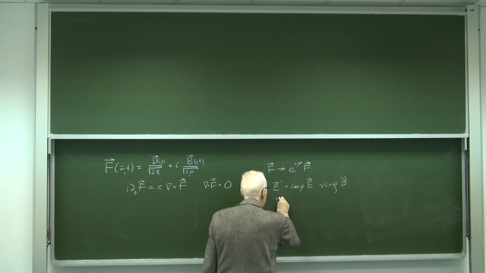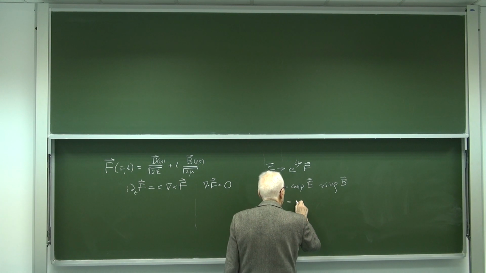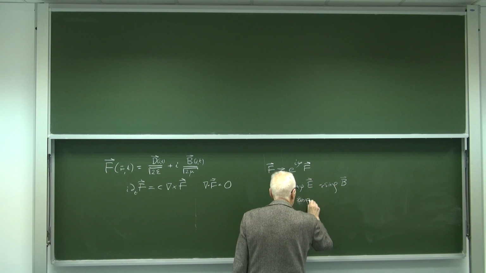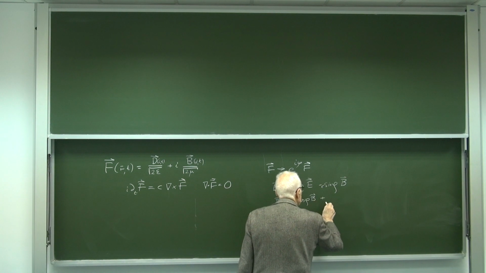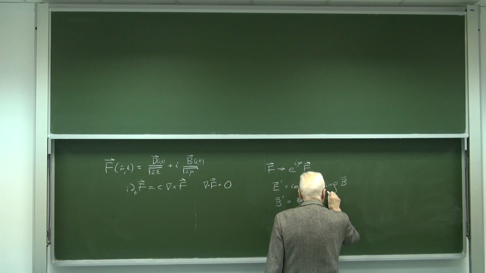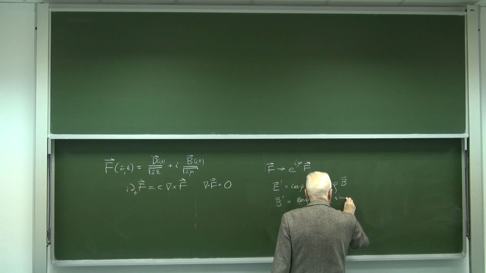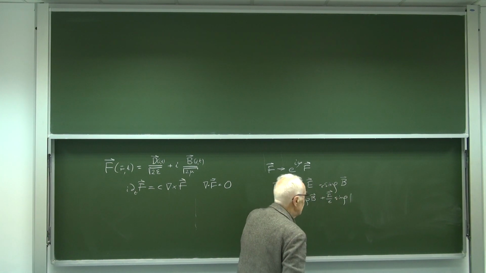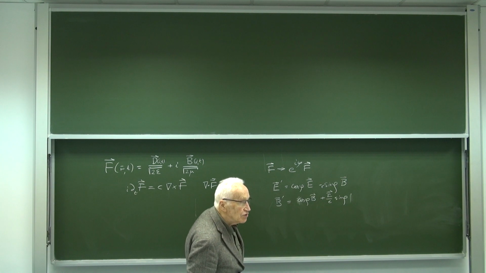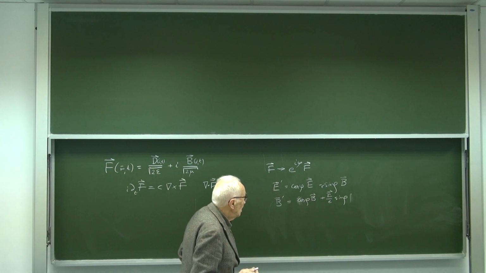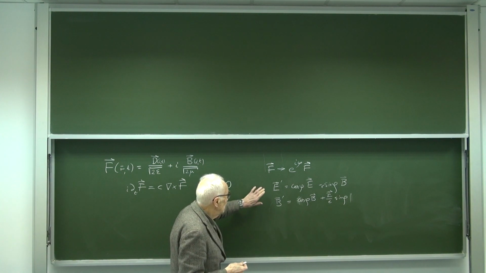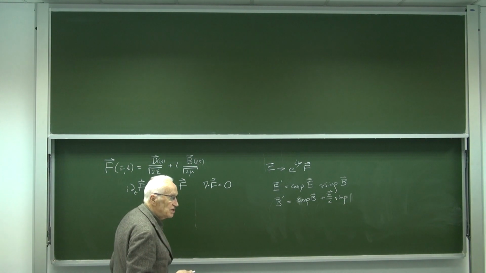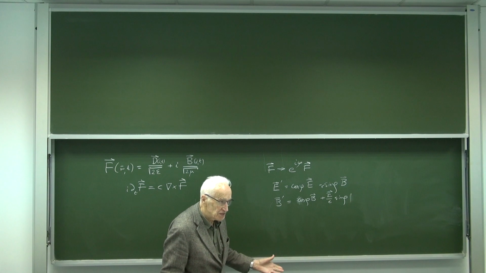Now B prime is cosine phi times B plus E over c times sine phi. Okay. Now this is called in standard electrodynamics a dual rotation. And the dual rotation is a symmetry of this equation, and it is the symmetry of the Maxwell equations.